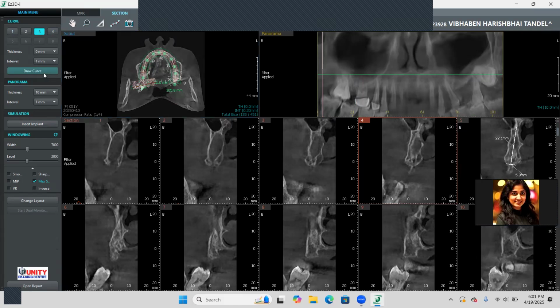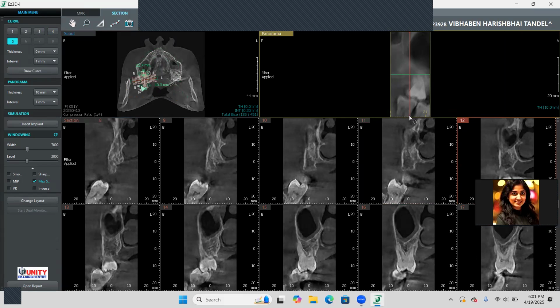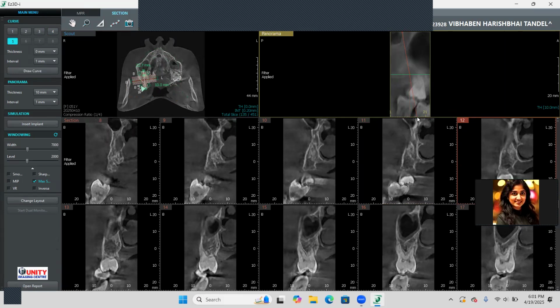For example, for pterygoid, if you want to do it, I'm selecting this curve and then I'll just tilt this a little bit and then we can measure the pterygoid plate, pterygoid bone, like this. Now it is measured like this, the way the surgeon or the dentist puts the implant, it is angled that way, the sections.